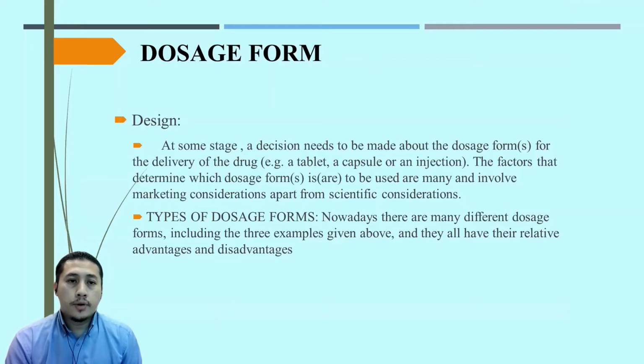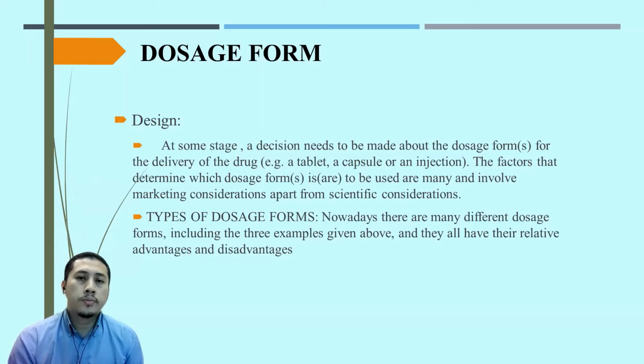Okay, last one is dosage form. What is dosage form? At some stage, a decision needs to be made about the dosage forms for the delivery of the drug. For example, a tablet, capsule, injection, syrup, emulsion, and so on. The factors that determine which dosage form is or are to be used are many and involve marketing considerations apart from scientific considerations.